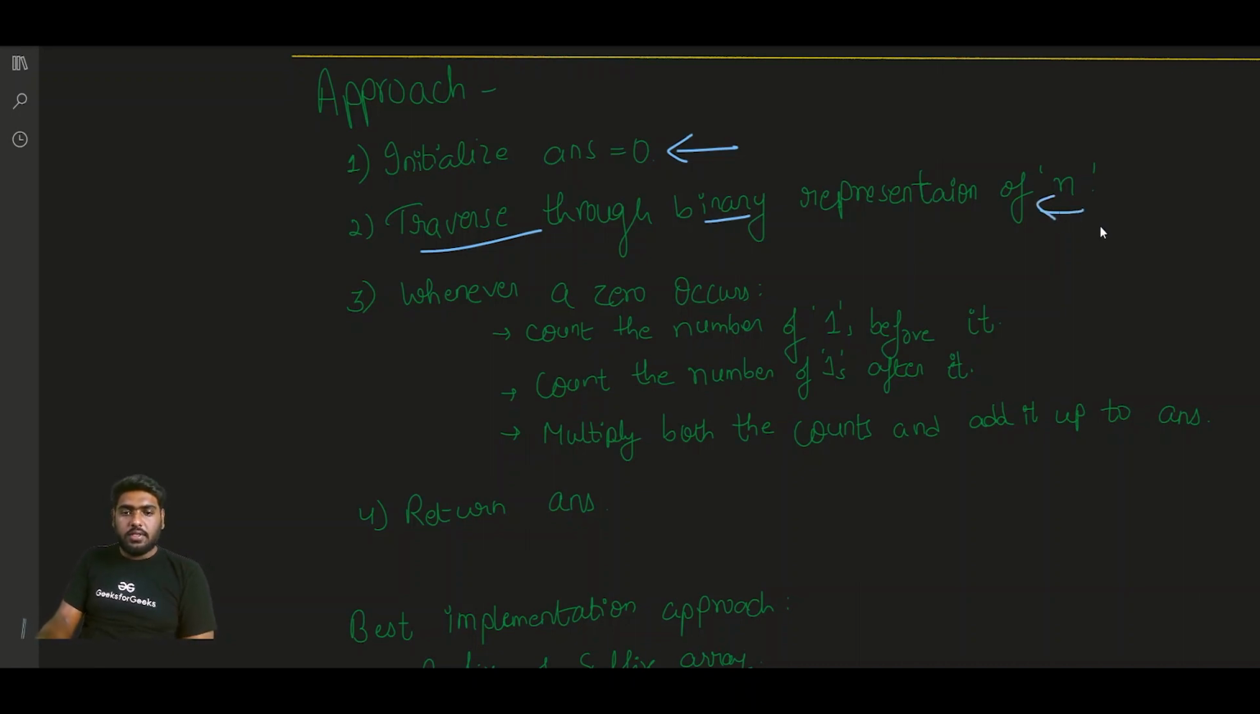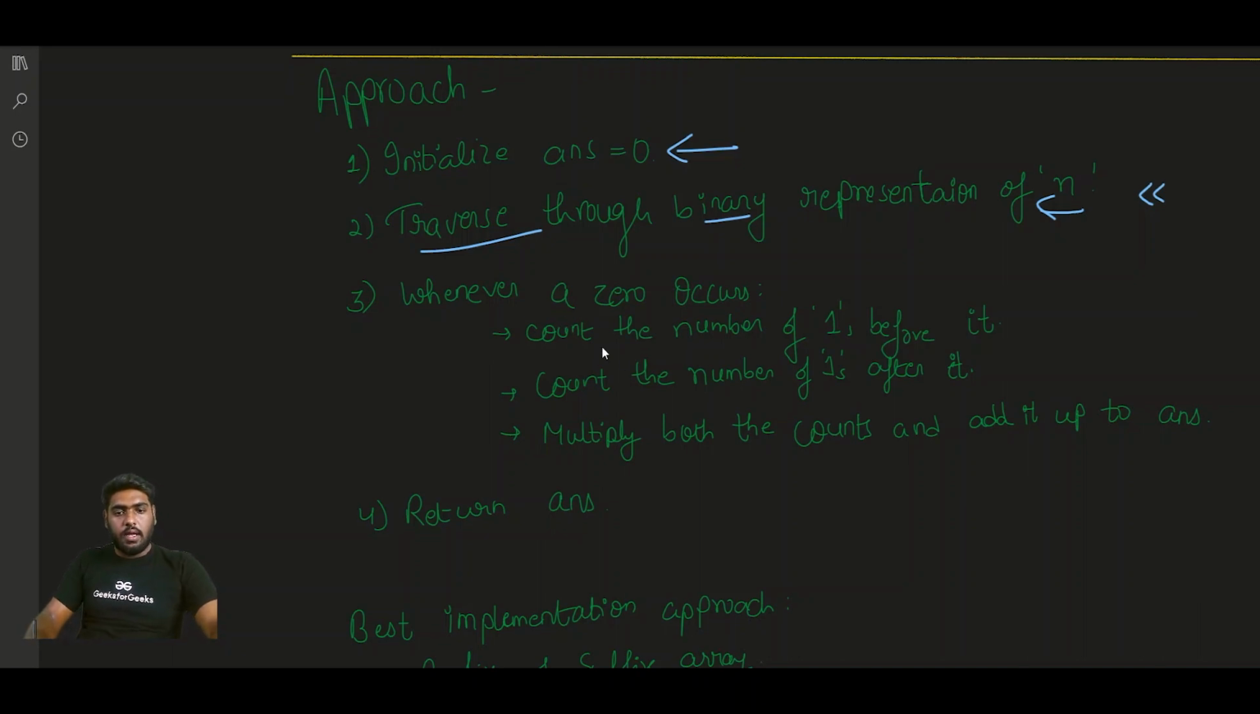You can do traversal as the way you want. If you're using Python, you can directly have a string, the binary string of it, or if you're using any other language, then you can use the right shift operator, and you can multiply 1 with the last digit to see if that is set or unset.